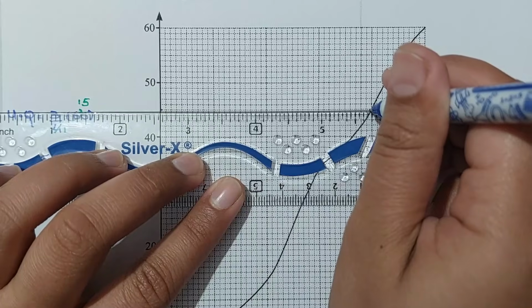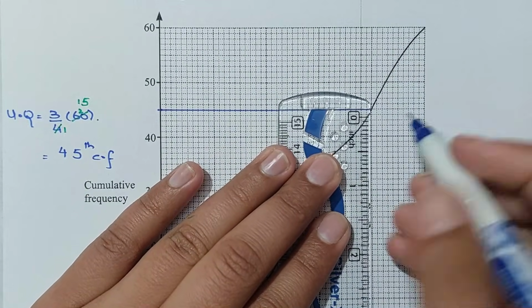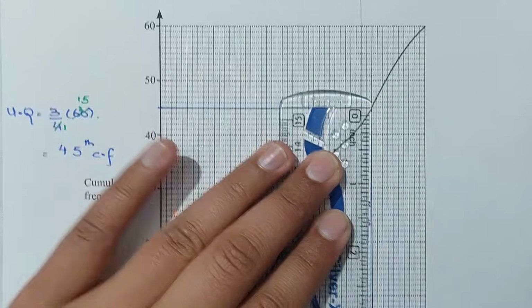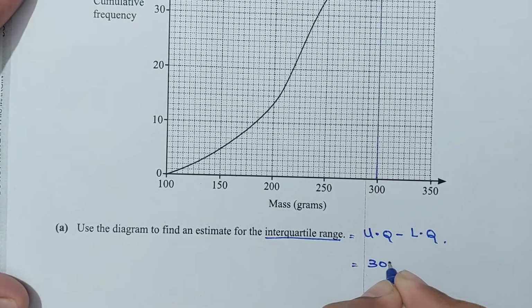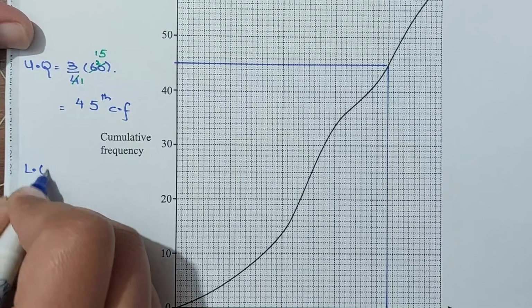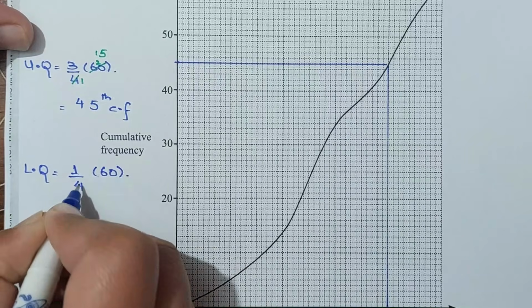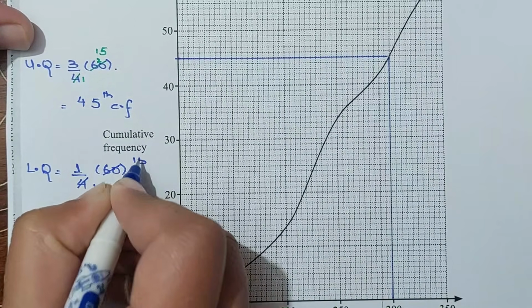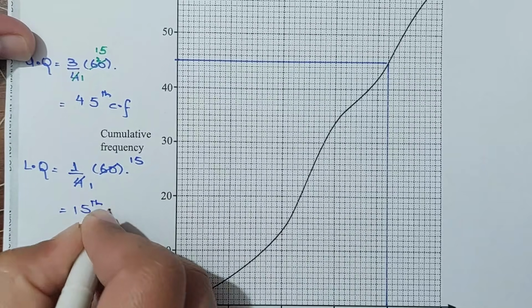Okay, let me read this. This is 300. You can see the upper quartile is 300. Subtract. Let's work on the lower quartile. The lower quartile is basically 1 by 4 of 60 onions. 4 times 1 is 4 and 4 times 15 is 60. So we have to find the 15th cumulative frequency.